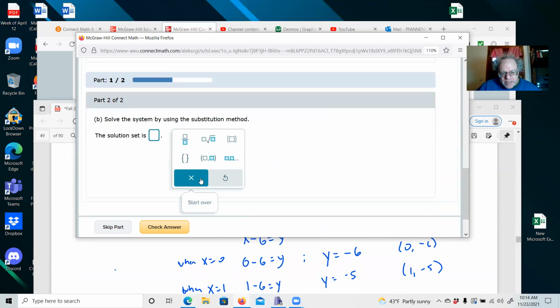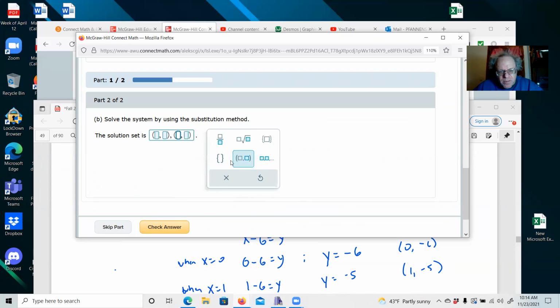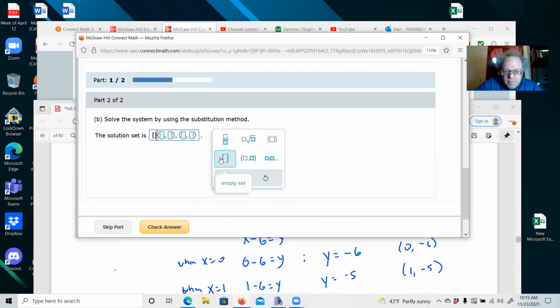So solution set is, we need parentheses, we need 1 and 2 of these. I wonder if it'll do this for me now. No.